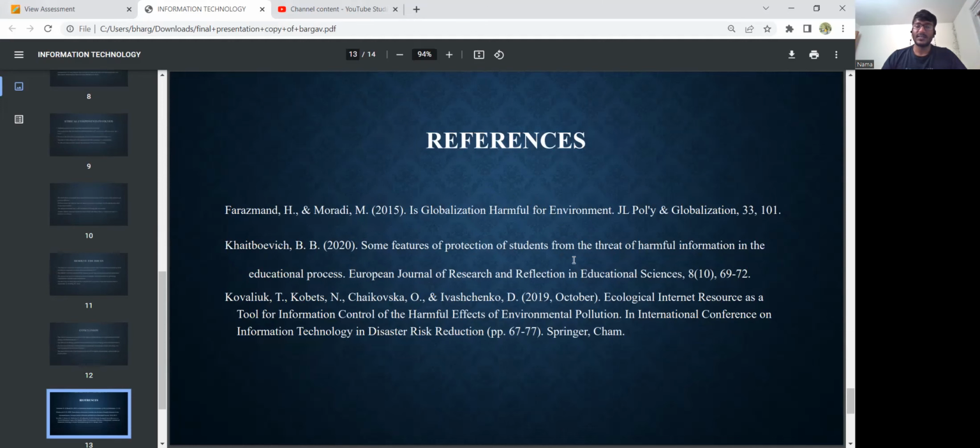And the references that I've taken are Razman H. and Moradi M., 2015 edition, globalized and harmful for environment. Kadbovich P.B., 2020, some features of protection of students from the threat of harmful information in the education process, European Journal of Research and Reflection in Educational Sciences.